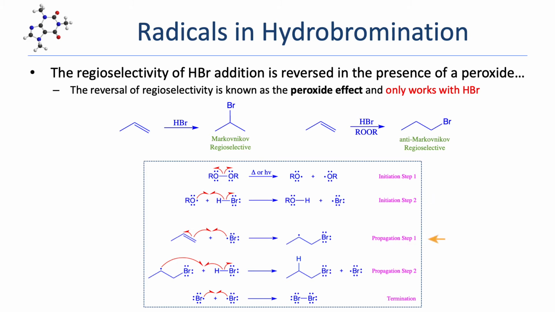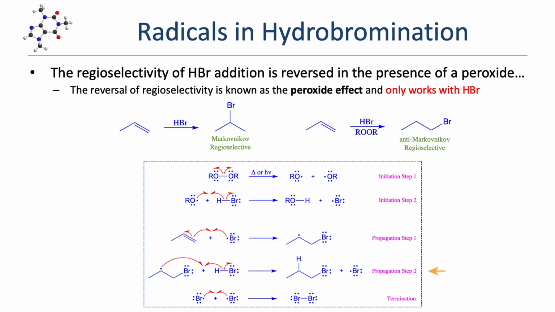In the first propagation step, the bromine radical cleaves the carbon-carbon pi bond of the alkene to create a carbon-bromine bond and a carbon radical. It's in this step that the regioselectivity of the reaction is established. Placement of the bromine on the less substituted carbon of the alkene results in the formation of a more highly substituted and therefore more stable radical. Attaching the bromine to the more substituted carbon of the alkene would result in the formation of a less substituted and therefore less stable radical.